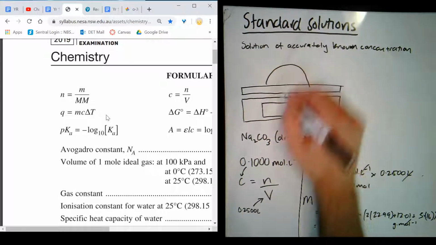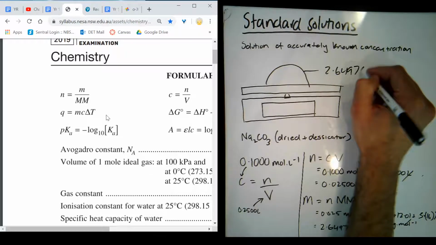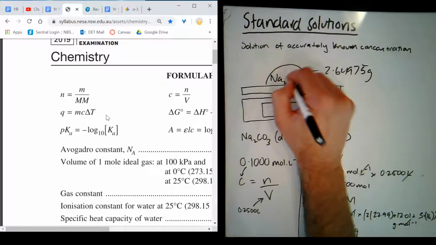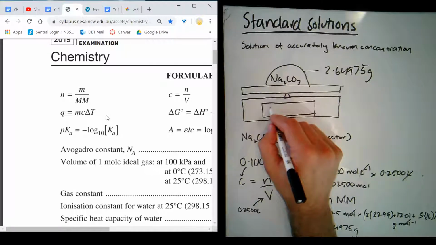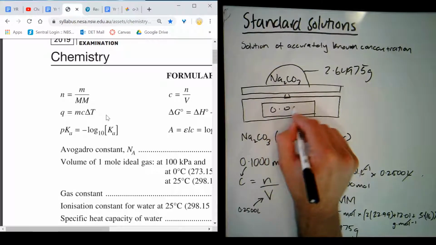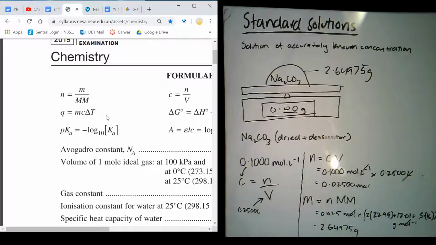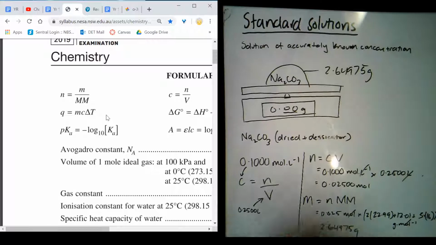Now we know the mass that we need to weigh. We need to weigh out 2.64975 grams of sodium carbonate, which we've already told you is an appropriate primary standard. But the problem we're going to run into here is this: most of your scales look like this. You only have 2 decimal places on the scales we have at school, so it's actually impossible to weigh out 2.64975 grams. So you're probably thinking, how do I get this really accurate 0.1000 mole per liter solution? You don't.